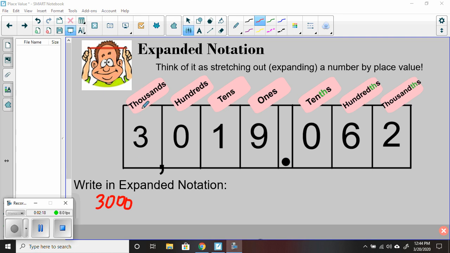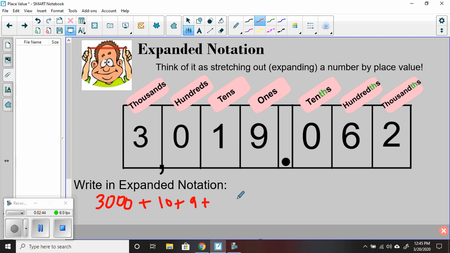So I've got 3,000 plus. In my hundreds place, there's a 0. I can put it as a 0, or I can just skip on to the next one. There's a 1 in the tens place, so I would write it like this. Then there's a 9 in the ones place. And now I'm going to move into the decimals. Notice with my whole numbers, I didn't report any of the decimals yet.